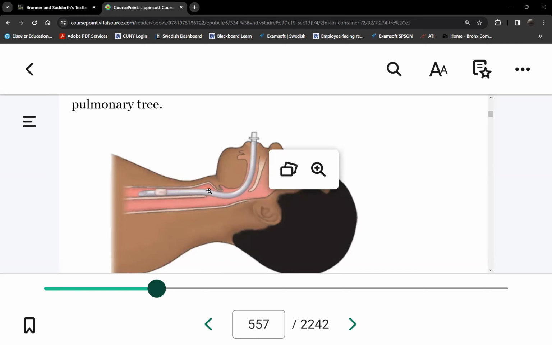Now, can you suction this area though? This area, we can suction the tube. We can put a catheter inside the tube and suction secretions that are in the tube. Can you suction this area right here, which is around the tube? Let me finish. Can you suction this area?